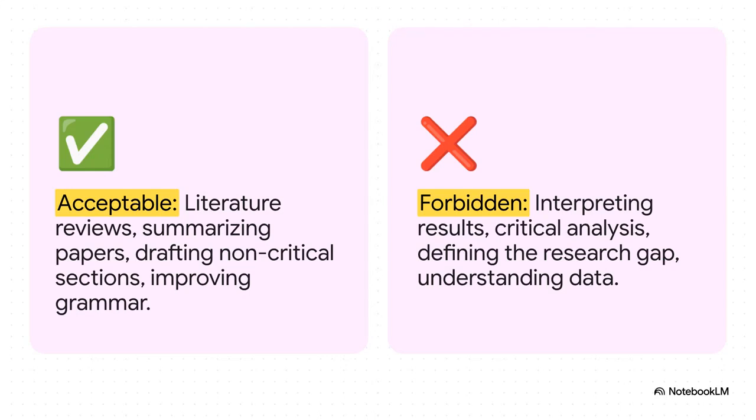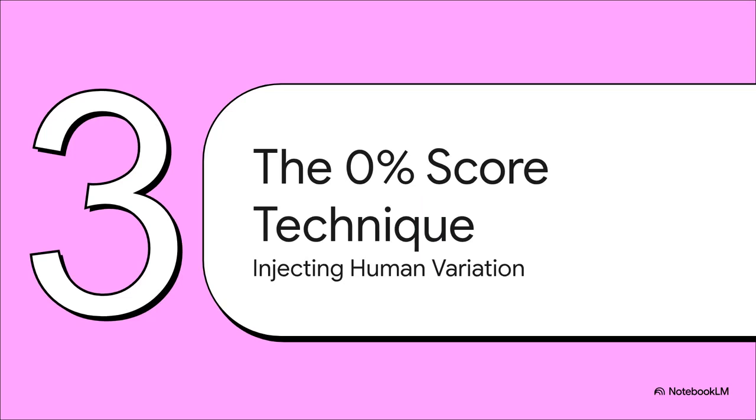This right here, this is the line in the sand. On one side, you have the acceptable productivity-boosting stuff. Let AI help you with literature reviews, summarizing articles, or polishing your grammar. Go for it. But on the other side, that's the forbidden zone. That's the critical thinking, interpreting your results, performing real analysis, finding that crucial research gap. That has to be you. Because at the end of the day, AI has no clue about the unique context of your data, only you do. Which brings us to the moment you've been waiting for, the core technique.